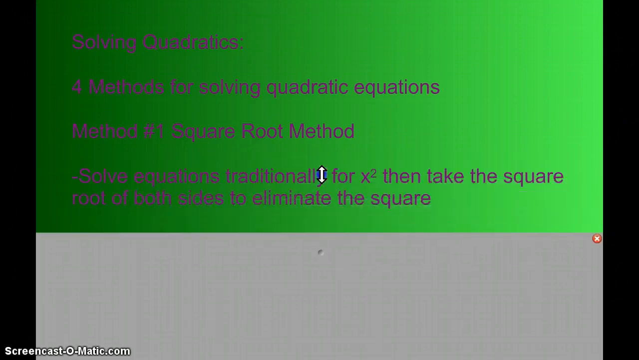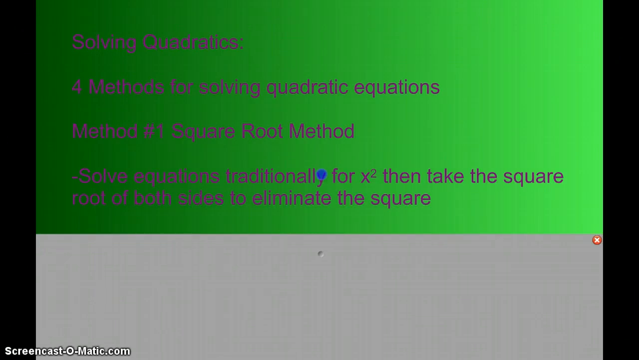First thing we need to know is how we solve quadratic equations using the square root method: you're going to solve an equation traditionally. Just like you always have, you get rid of minus 5 by adding 5, just traditional solving. But instead of solving for x, you're going to be solving for x squared. And that's going to be the reason why we do that.